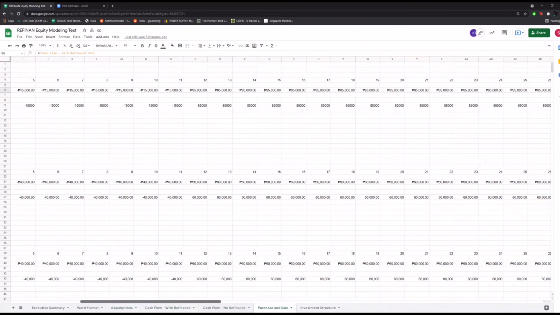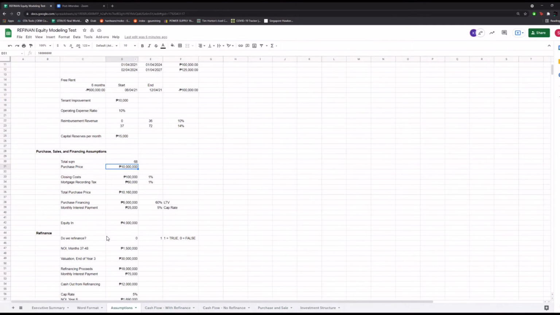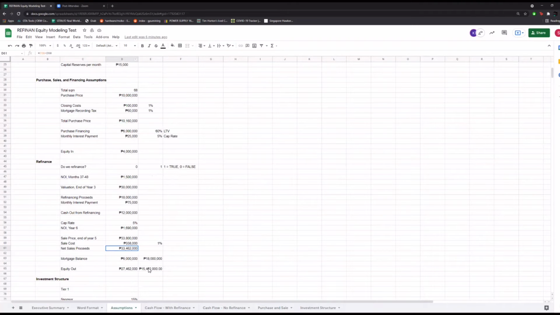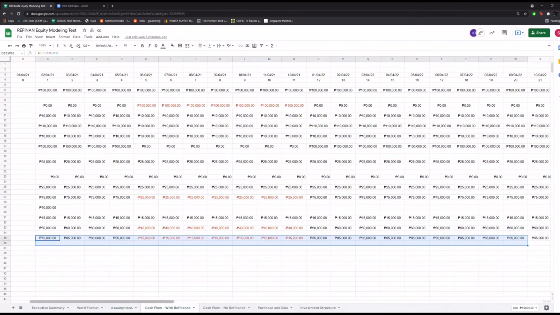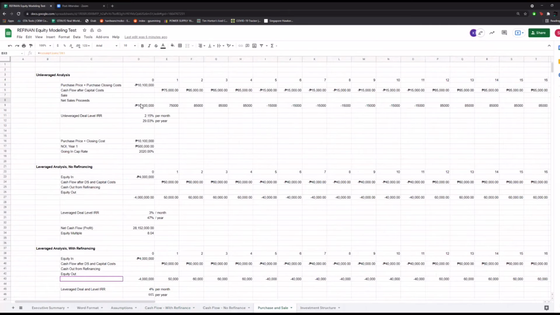And for our sale, we added the net sales proceeds from here. At the end of the purchase and sale, we added everything, so we had the sum of everything. Then we computed the IRR by putting IRR in parentheses and all the values indicated in this row. So we have 2.15% per month and 29.03% per year.